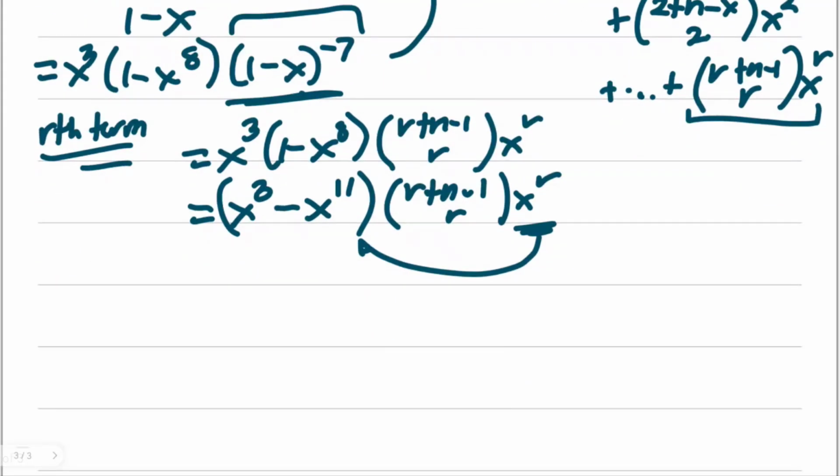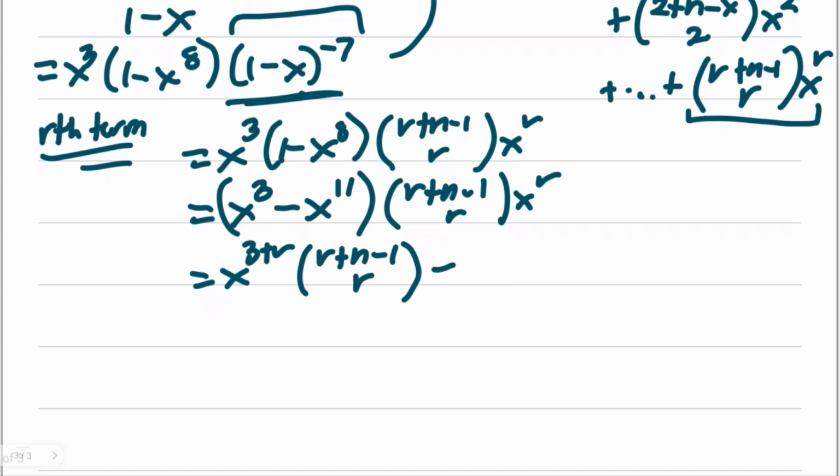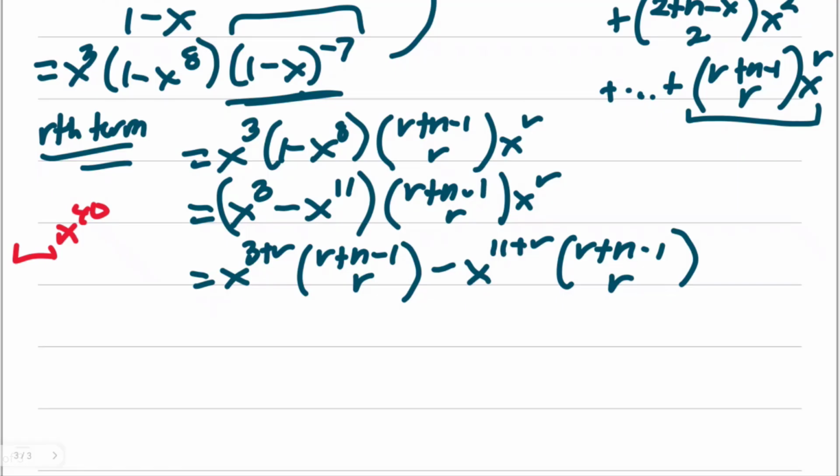So further, you will have here the result of x to the power of 3 plus r, okay? Using the multiplication law of exponents, meaning adding exponents, then times r plus n minus 1, combination r, okay? And then you have minus x to the power of 11 plus r times r plus n minus 1, combination r. Now, this is the rth term. Take note, our goal is x to the power of 40, and whatever be the coefficient, that's the result to our item of distributing 40 identical balls to 7 boxes where one of the box has a condition.